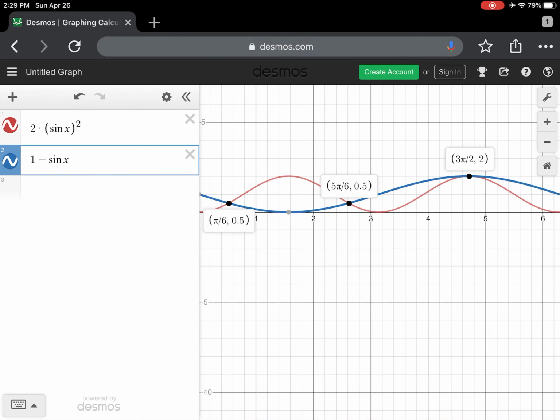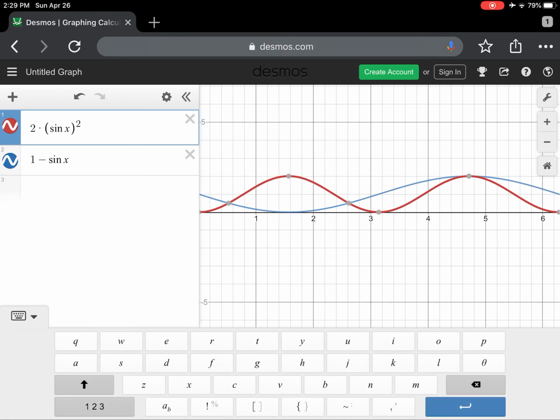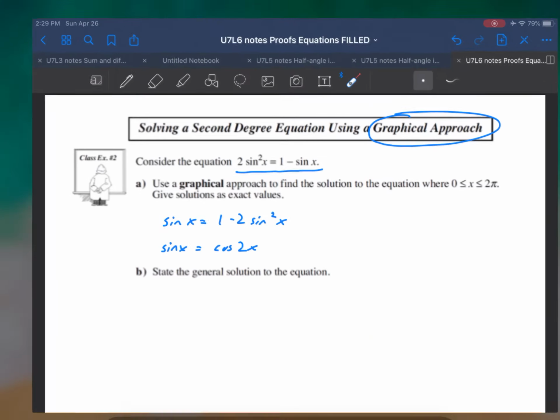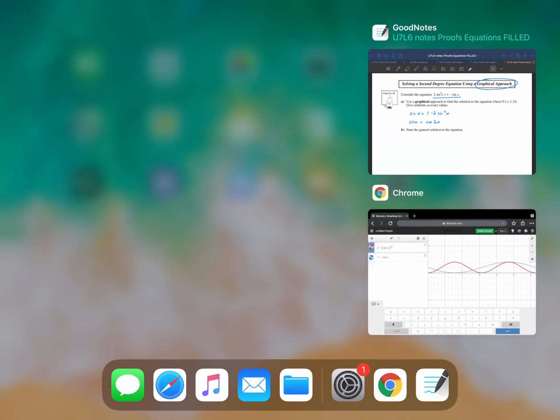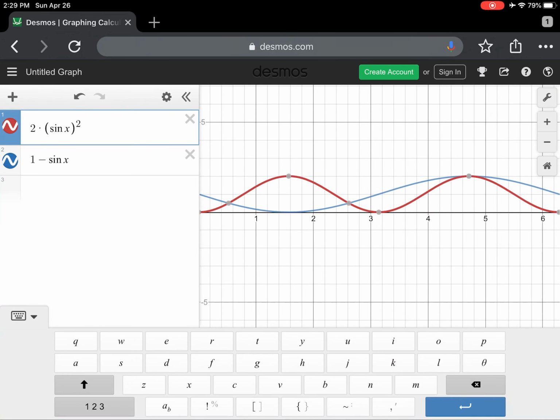So here's Desmos, right? I don't think I can write on or use the laser pointer on here. So right in this equation 1, I've got 2 times sine x squared, right? That notation, sine x squared, is the same as sine squared x, right? Remember that. So 2 sine squared x on Desmos, I'm putting in as 2 sine x squared, okay? Then here's 1 minus sine x.